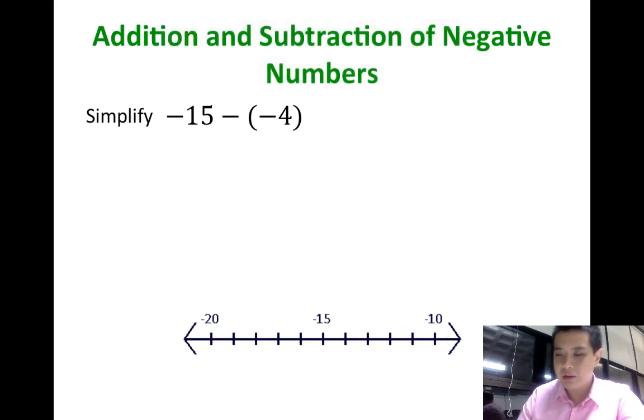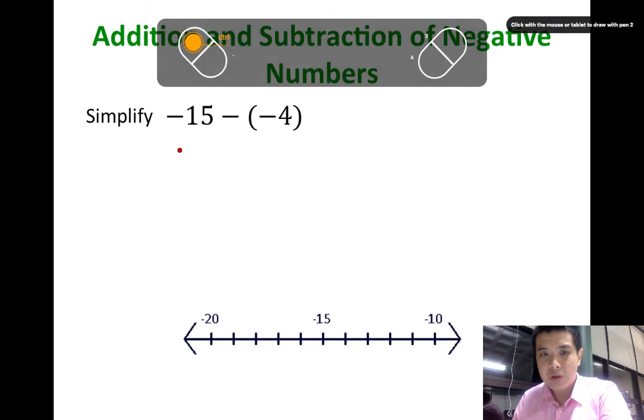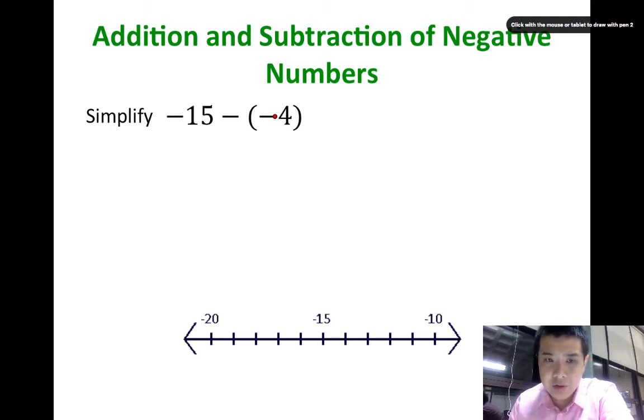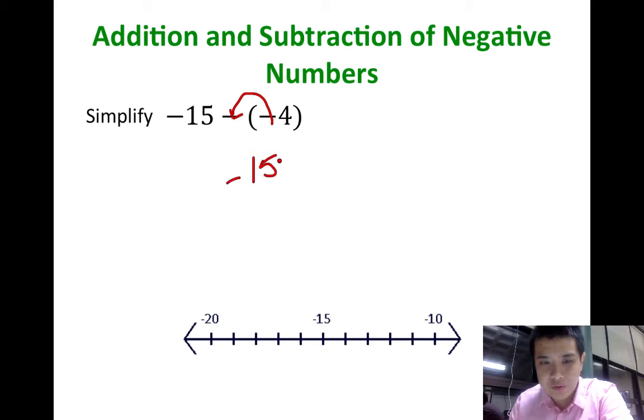Take a look at this one. Are we going to be adding or subtracting? What does this negative tell us right here by the 4? This tells us that we're not doing whatever operation is before it. The operation before it is a minus sign, so we are not subtracting. We're going to be adding 4.